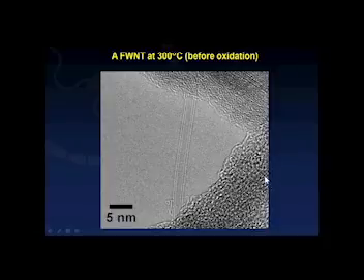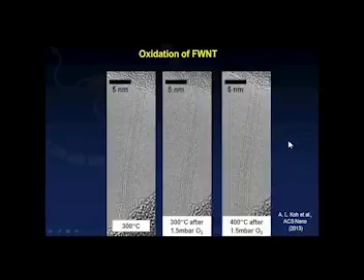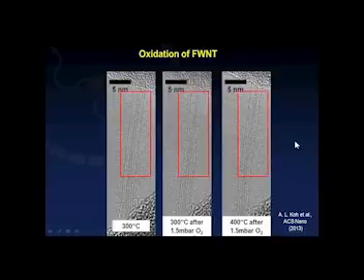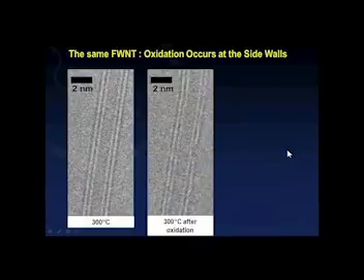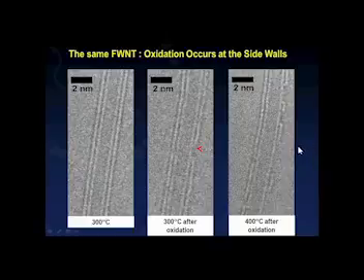Using this experimental protocol of blanking the electron beam when oxygen was in the column, these were the results that we obtained. This is an image of a double wall nanotube acquired at 300 degrees Celsius before oxidation. And by tracking this same carbon nanotube, these are images of what the nanotube looks like at 300 degrees Celsius after being oxidized and at 400 degrees Celsius after oxidation. If we zoom in to these areas here, you can see that oxidation occurred at the side walls of the double wall carbon nanotubes.